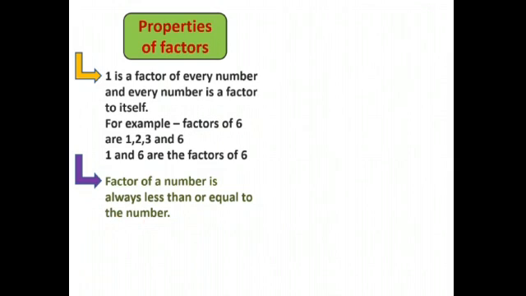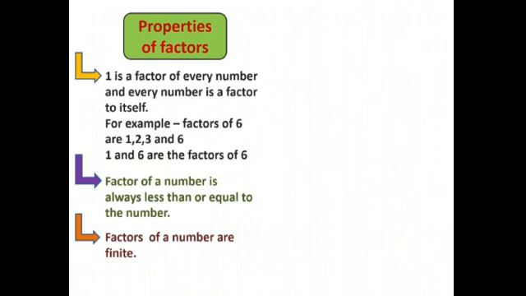The third property is factors of a number are finite. Here you can see factors of 6 are 1, 2, 3 and 6. We cannot write more than this. These 4 numbers will only be the factors of 6. Other than this, no other number can we write as a factor of 6.